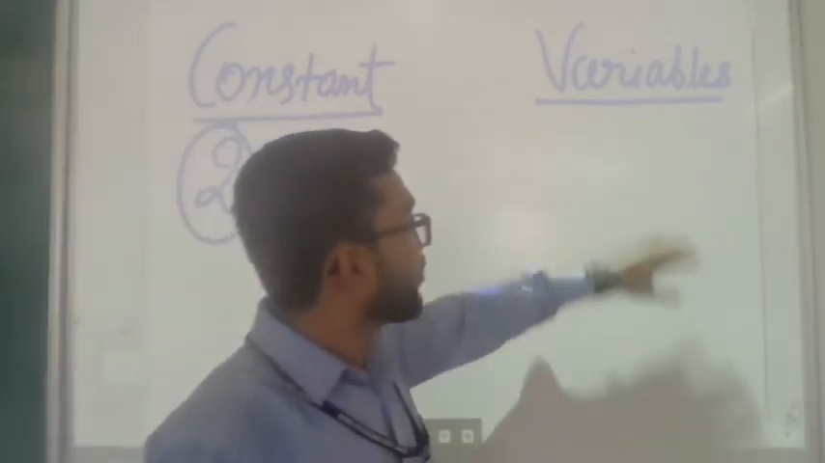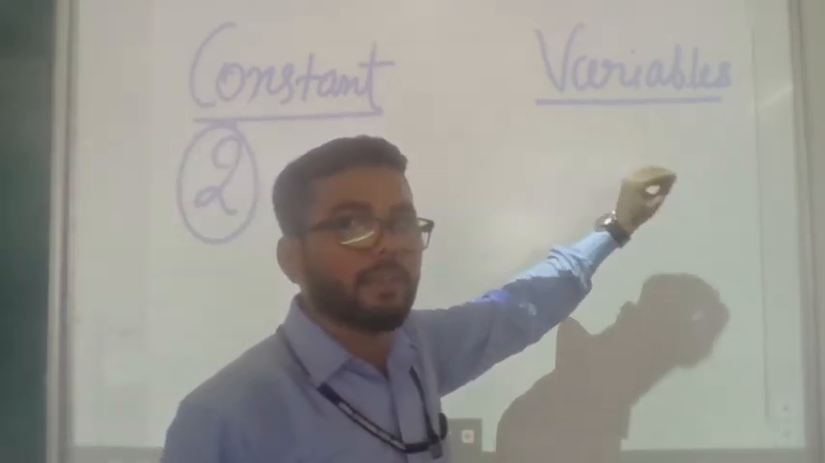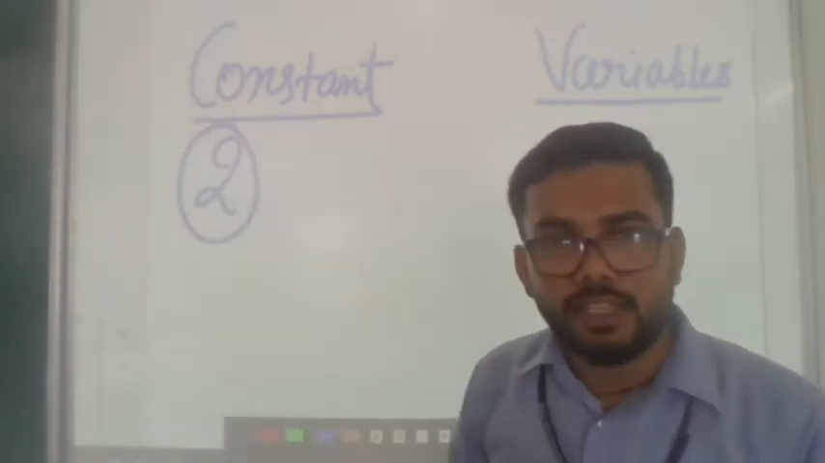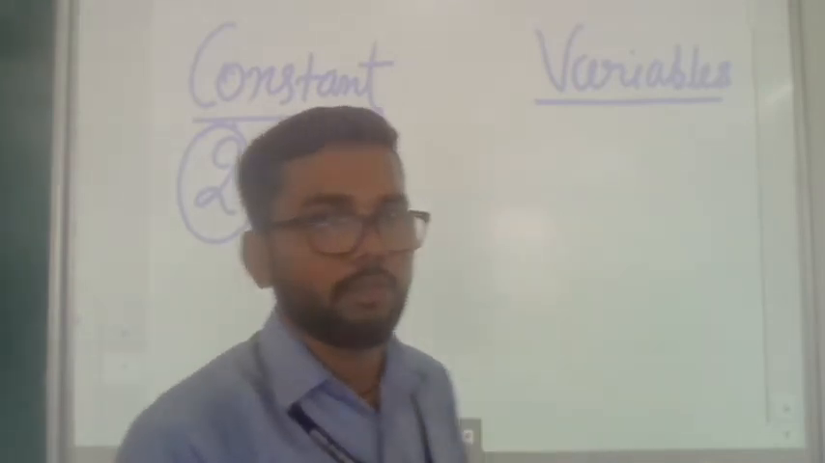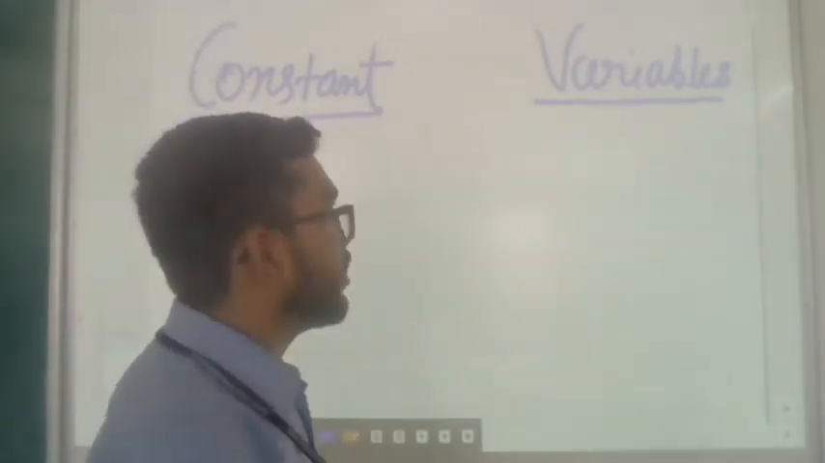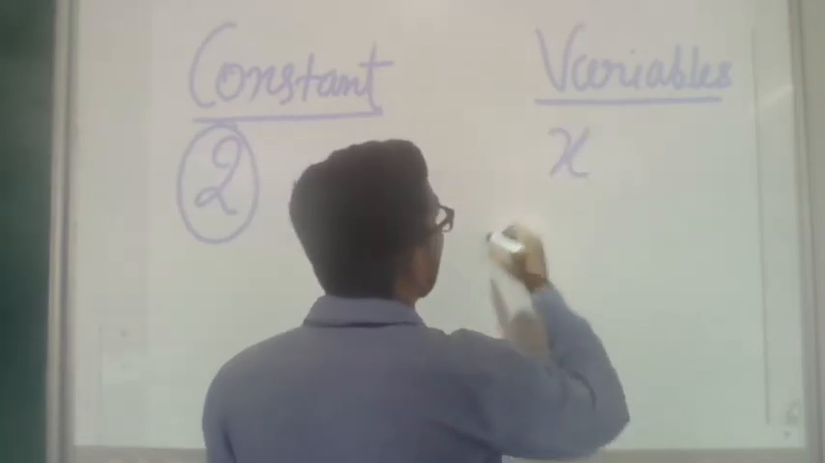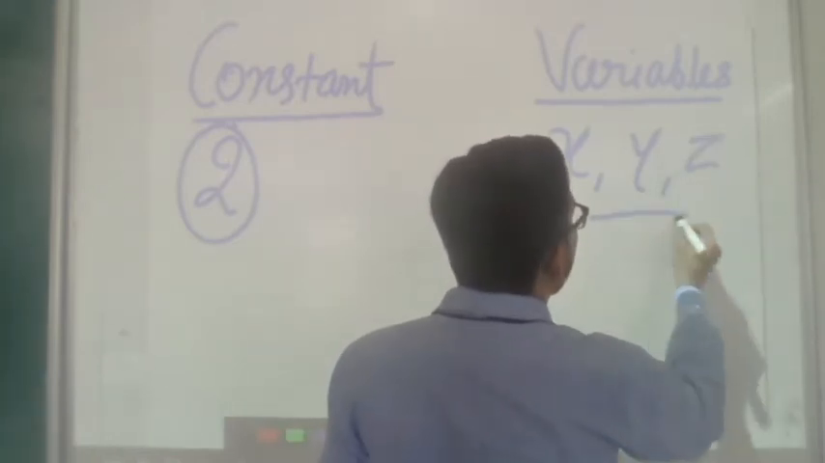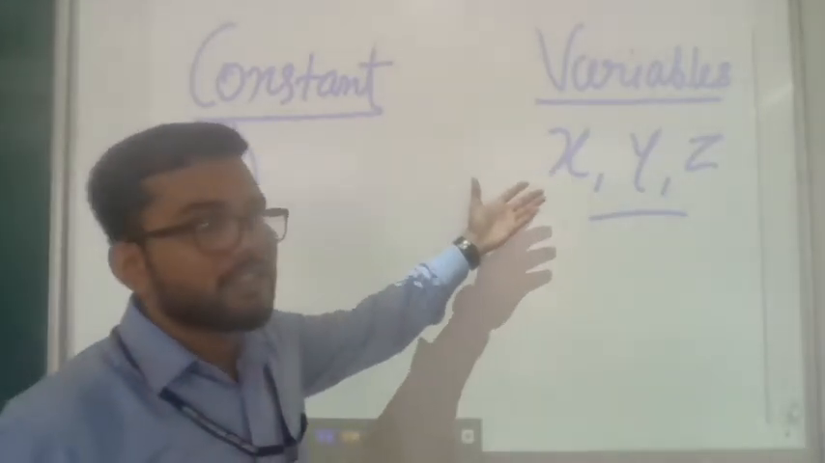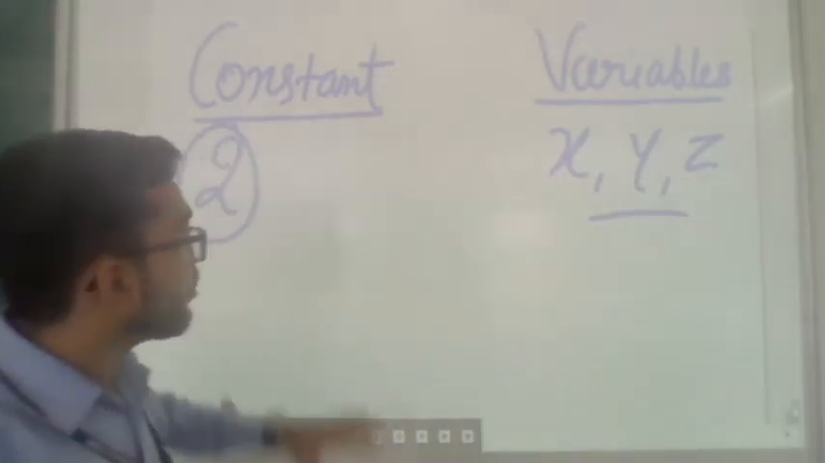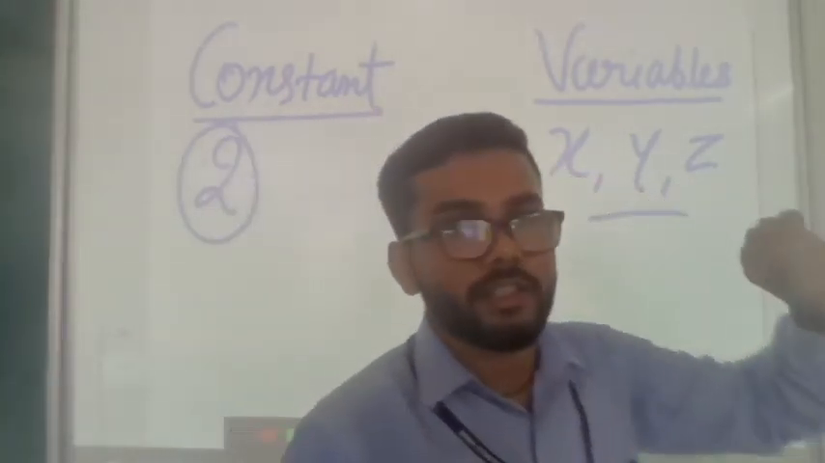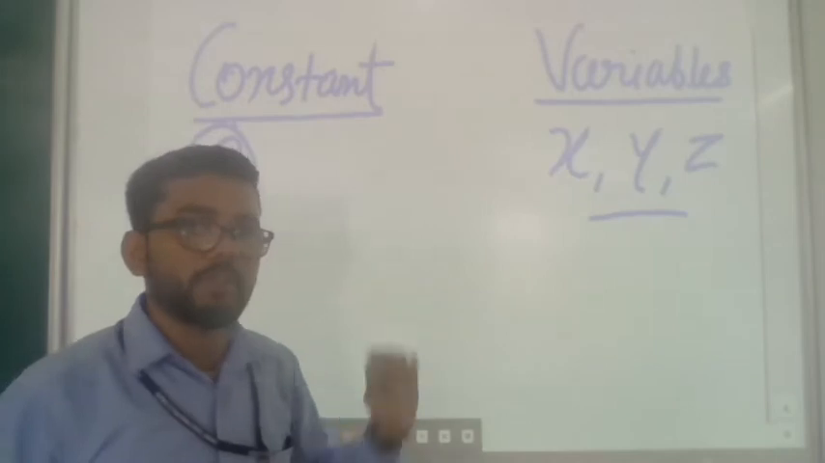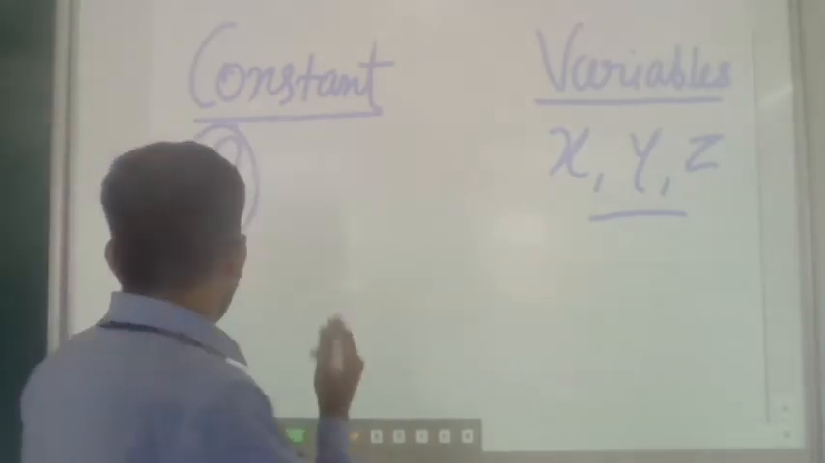But a variable is denoted by an alphabet, and its value changes according to the expression or equation. You have already seen variables like x, y, z. These are the variables whose value changes as per the expression. So constant and variable are a very important basic concept to study polynomials.